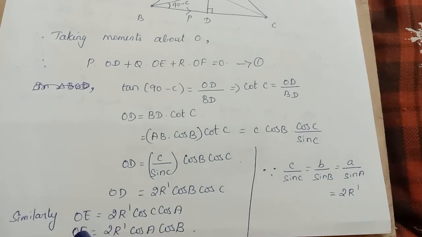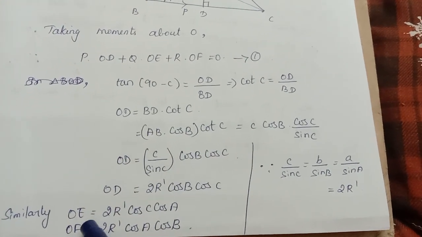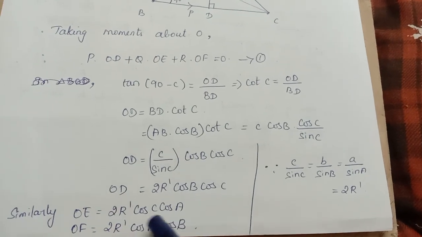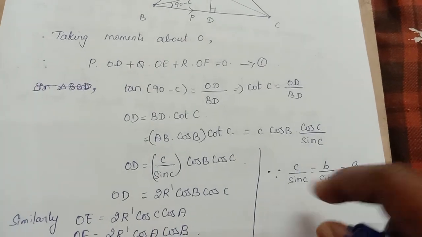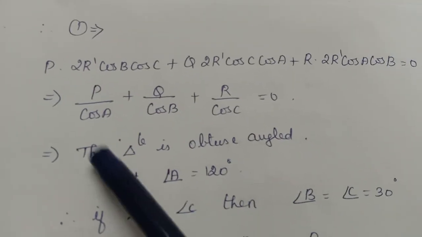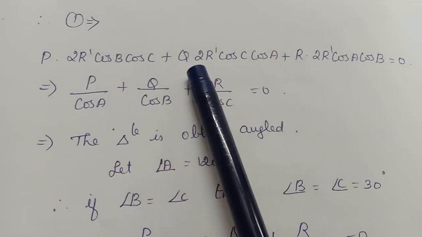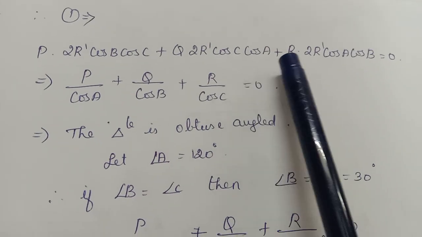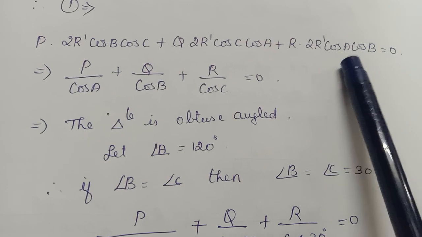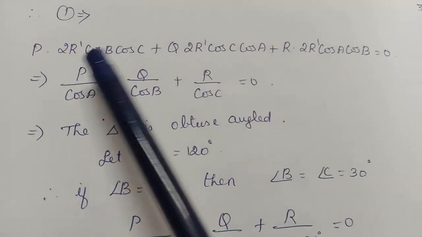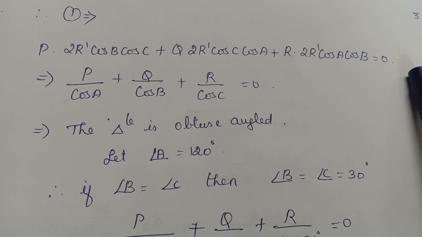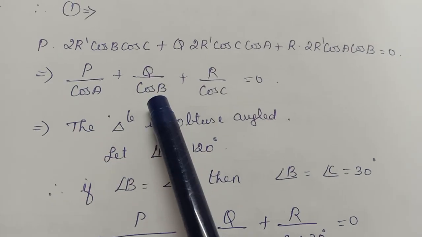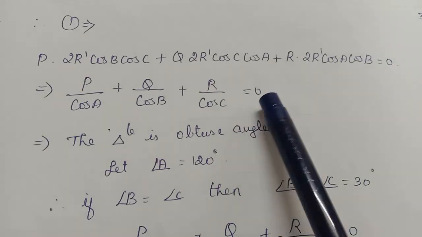In the same way, you can write it for OE and OF. Okay, so OE will be 2r dash cos C cos A, and OF equals 2r dash cos A cos B. Substitute all these results in equation number 1. So what you get? Force P into 2r dash cos B cos C plus force Q into 2r dash cos C cos A plus force R into 2r dash cos A cos B equals 0. Throughout you can cancel 2r dash and also divide throughout by cos A cos B cos C. Then P by cos A plus Q by cos B plus R by cos C equals 0.